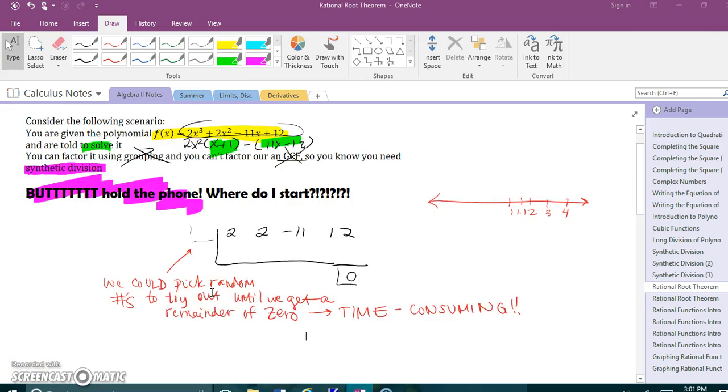So I'm going to show you the rational root theorem, and I'm going to tell it to you in a general way so it applies to any polynomial, and then we're going to try it out with a couple so that you get the idea of how it works. So make sure you're writing your notes down here. Pause the video if you need to.